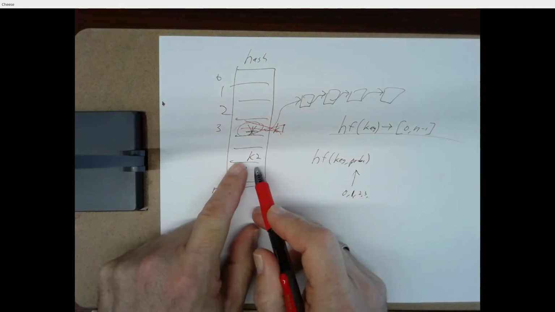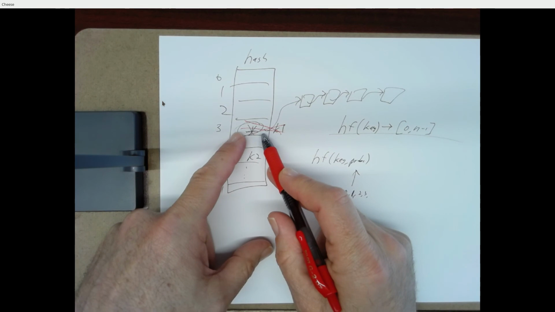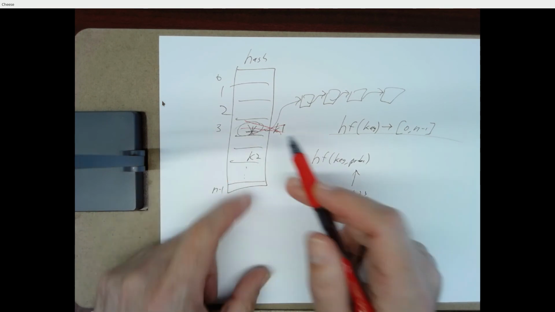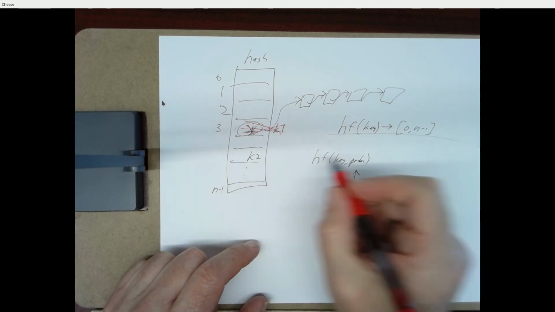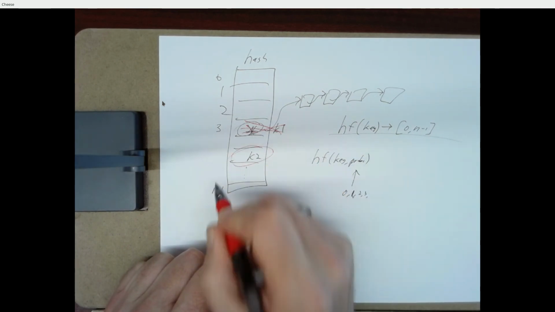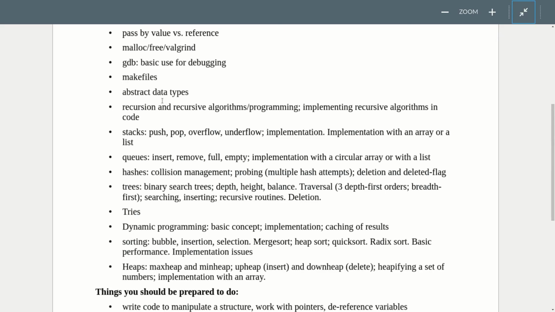Otherwise, now when I search for key 2, I'll hash, I'll get a 3, I'll look in location 3, 3 is empty, and I'm going to say, oh, it's not in my hash. And that's erroneous. I need to know something was here and could have caused a collision, so I rehash with the second probe, come down to the new location, there's my key. So we needed to keep track of a deletion state as well as an in-use state. So that was the other minor detail. So that's deletion and deleted flag, collision management, probing, multiple hash attempts.